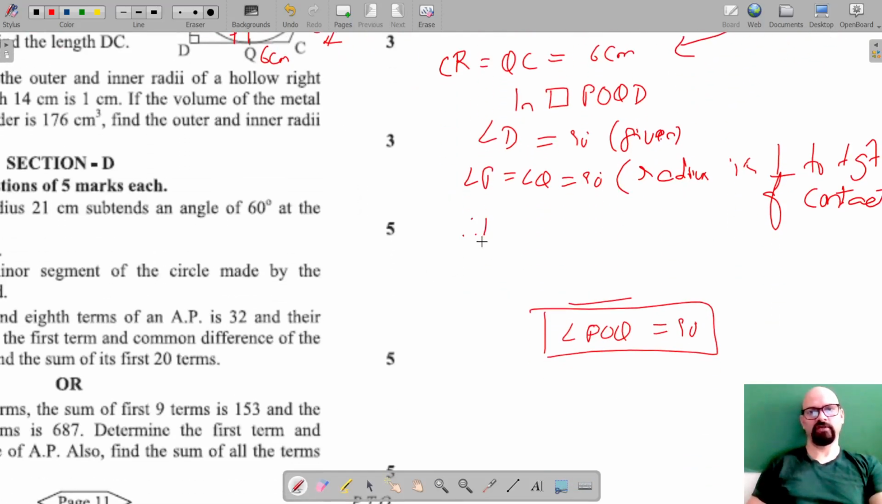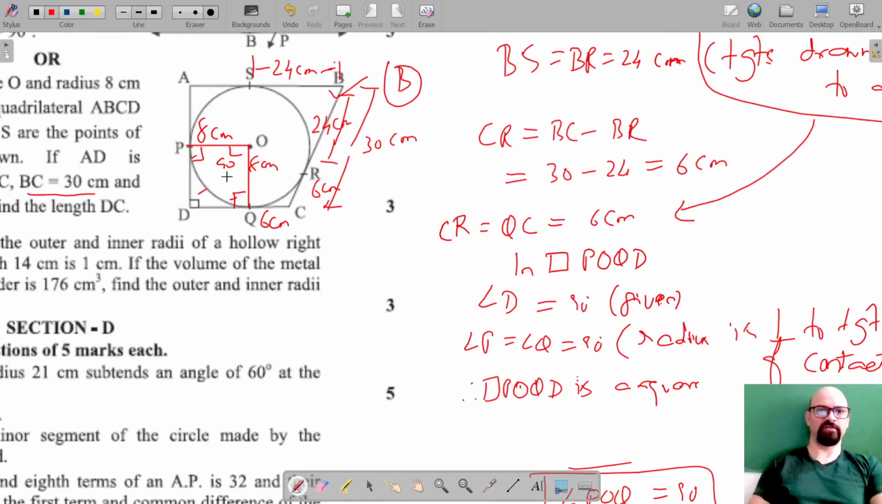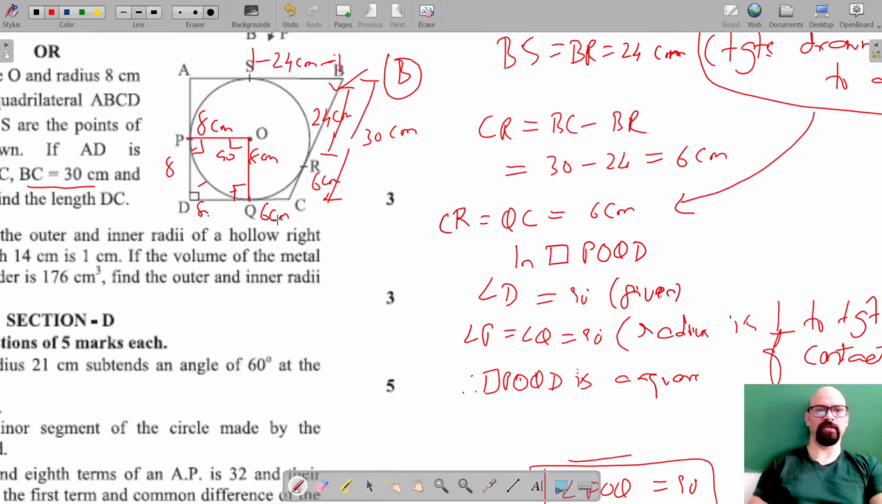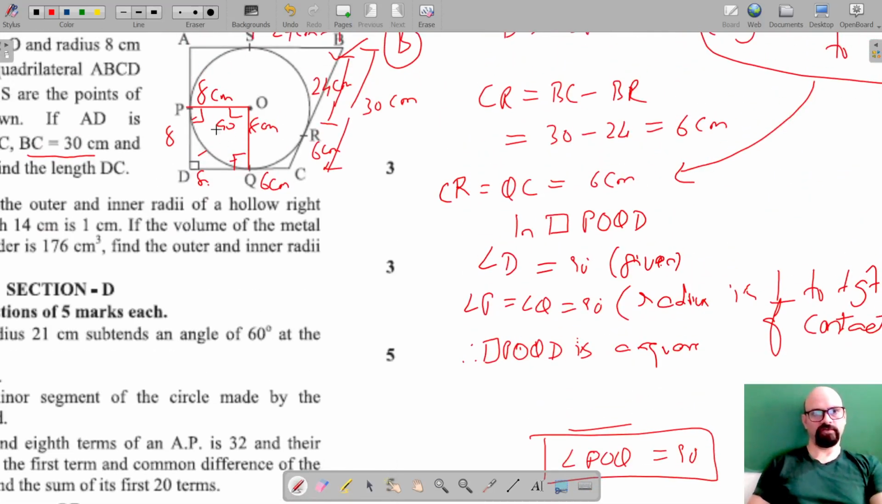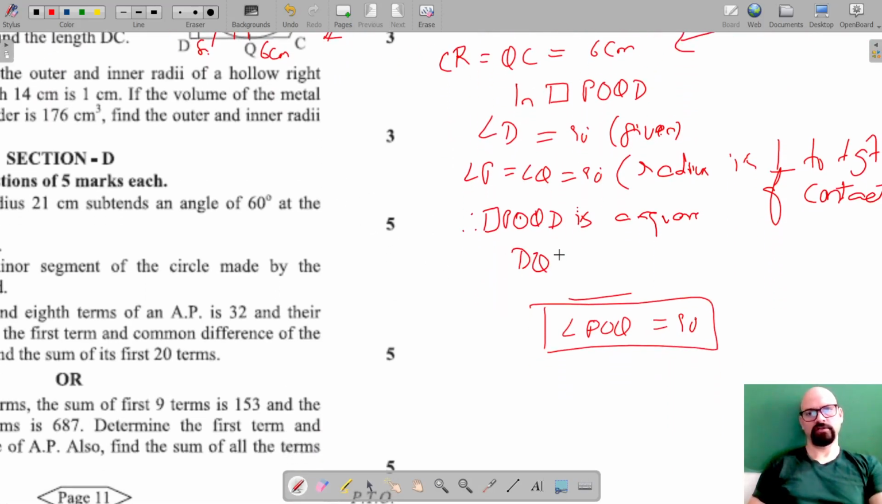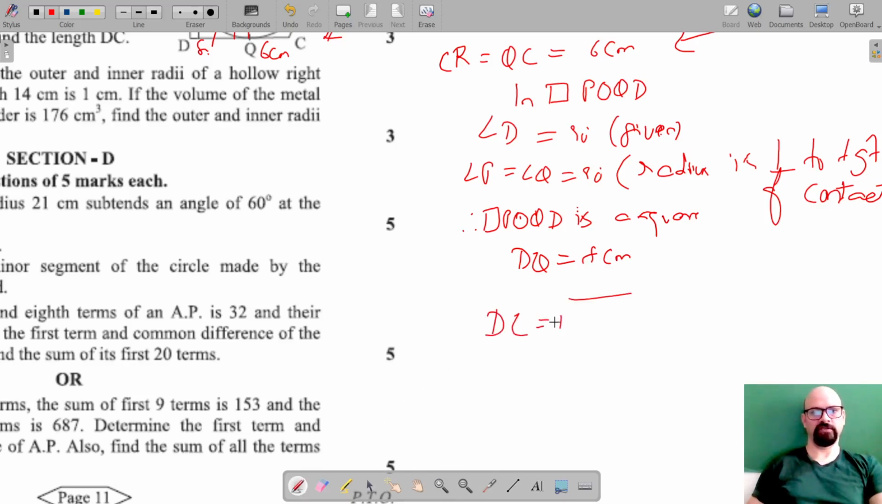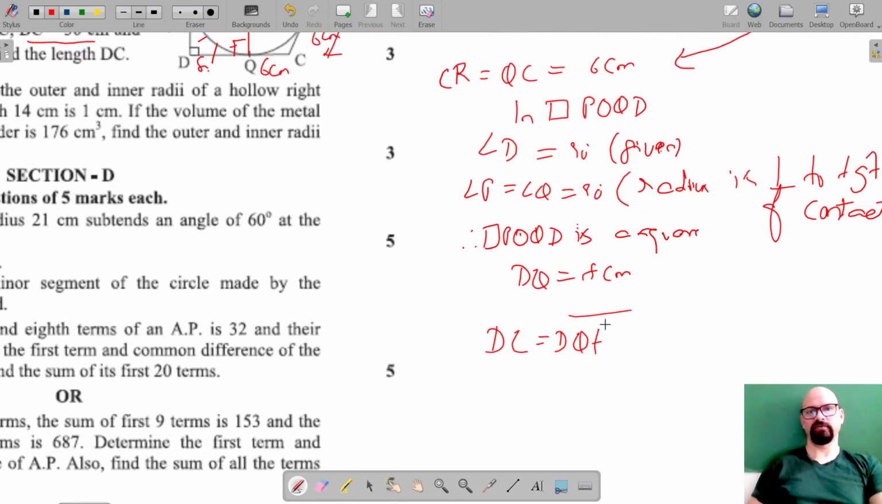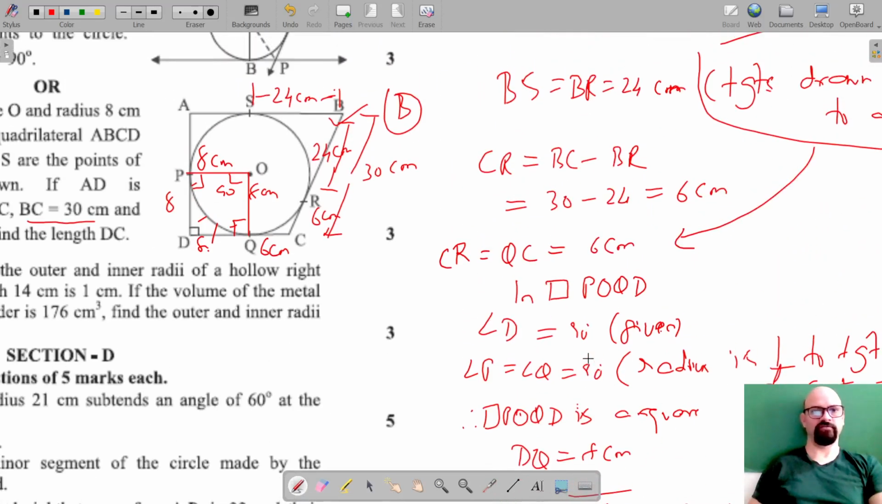So that means quadrilateral POQD is a square, because these two sides are equal. So this is also 8, this is also 8. If it is a square, all sides are equal. So that means DQ is equal to 8 centimeter. And now we can easily find out DC, which is DQ plus QC. DQ is 8 plus 6 is equal to 14 centimeters. So DC is 14 centimeter.